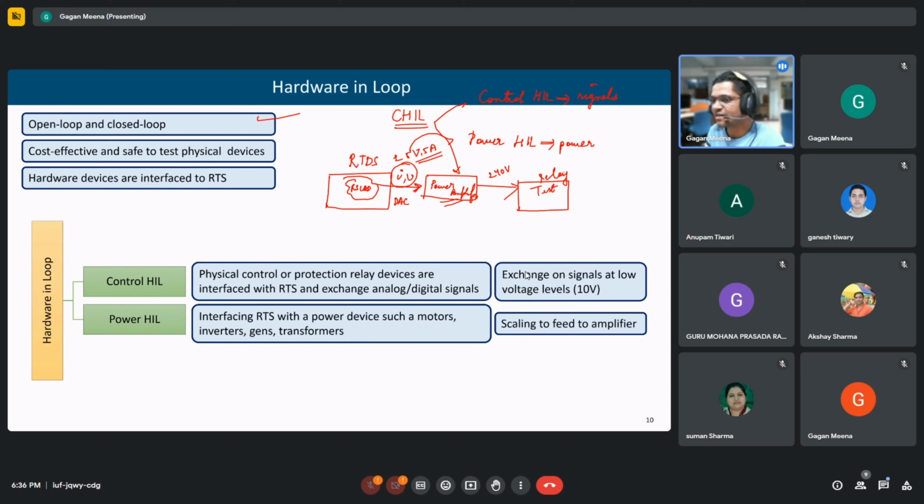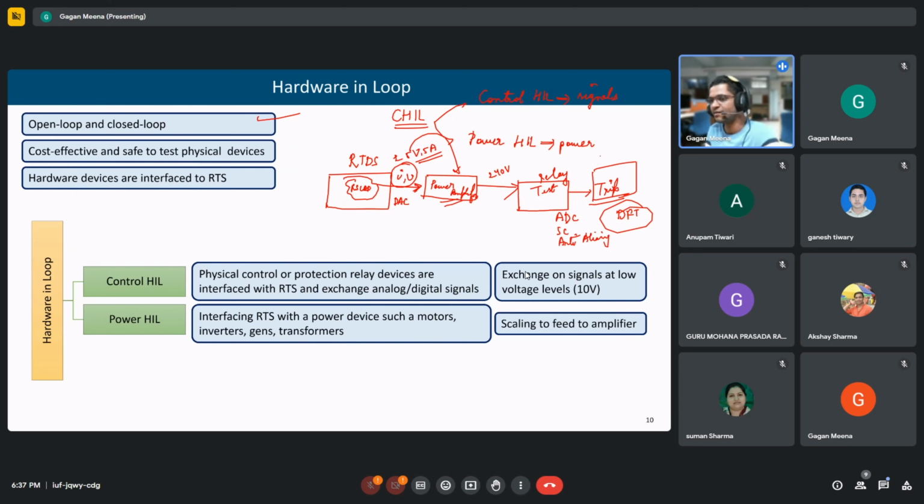So inside this relay, again we will be having the analog to digital converter, signal conditioning block, the anti-aliasing filters, and then DFT block, which will do the phasor estimation. And based upon that, it will give one trip signal. So we can test this relay.